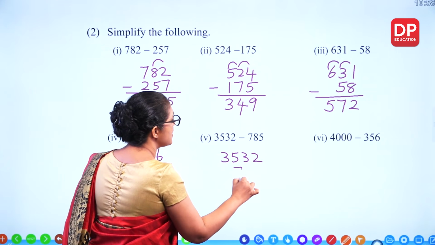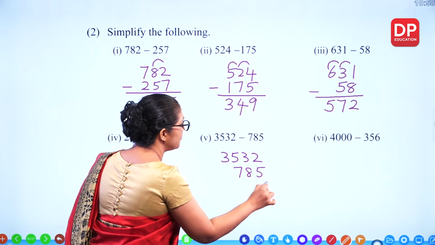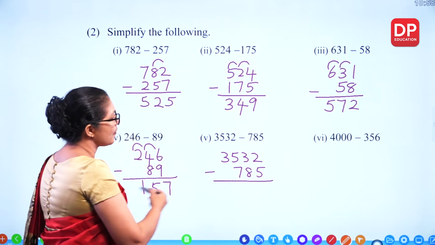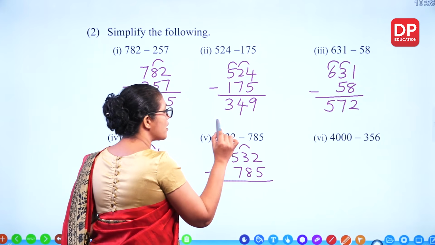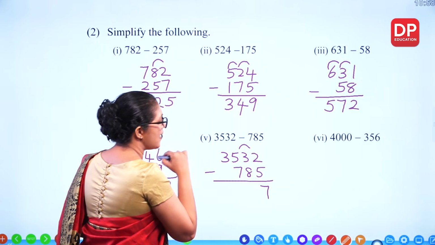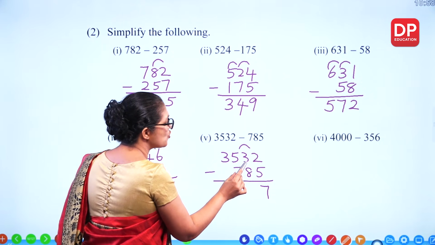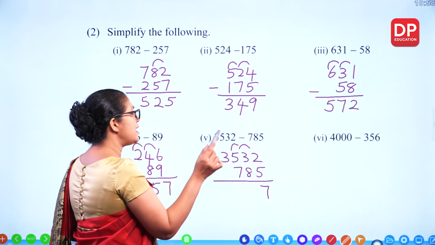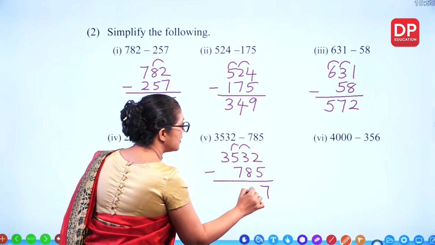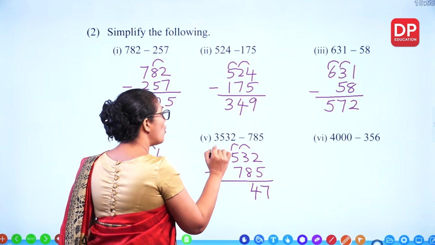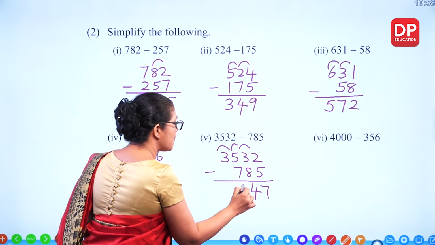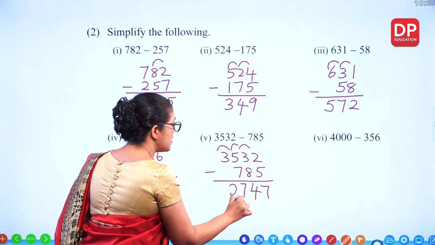3532 minus 785. You can't subtract 5 from 2. You take 1. 12 minus 5, that's 7. So this becomes 2 now. 12 minus 8, that's 4. This is now 4. 14 minus 7 is 7. This is 2.